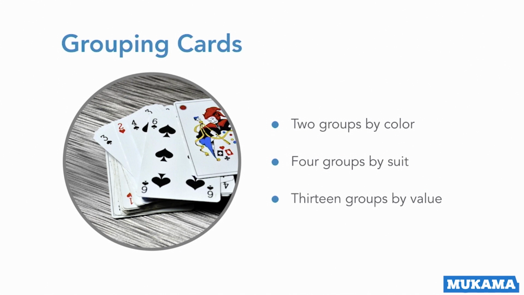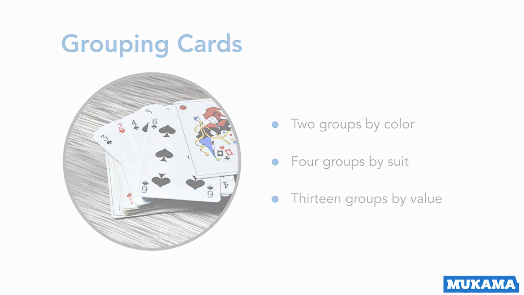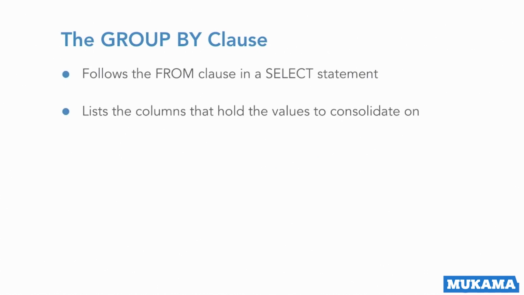That's 3 different ways you could group the cards in a standard deck of playing cards, and each one can give you a different insight into the makeup of the deck. Applying groups to the rows returned by a database query gives you the same thing for understanding the data from different perspectives. In order to create groups in a query, you'll add a new clause to the select statement, the group by clause. The group by clause follows the from clause, and in it you simply list the columns that you would like to use for consolidating records.